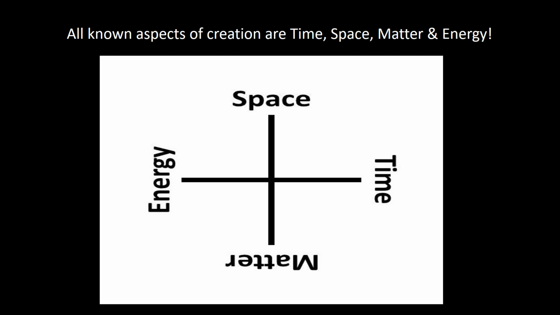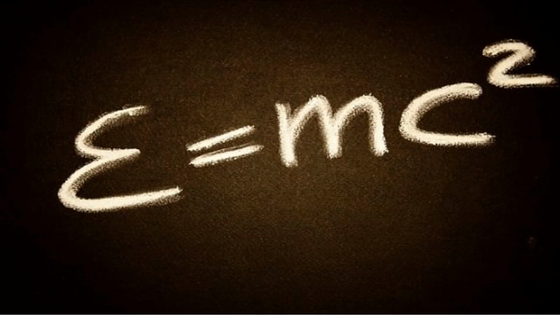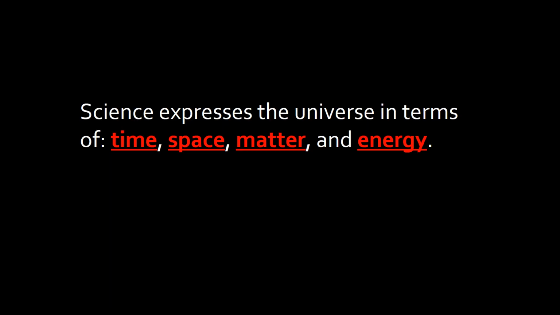We know that all known aspects of creation are time, space, matter, and energy. Albert Einstein is best known for his theory of relativity, which is E equals mc squared. And the theory of relativity also brings together time, space, matter, and energy. Science also expresses the universe in terms of time, space, matter, and energy.